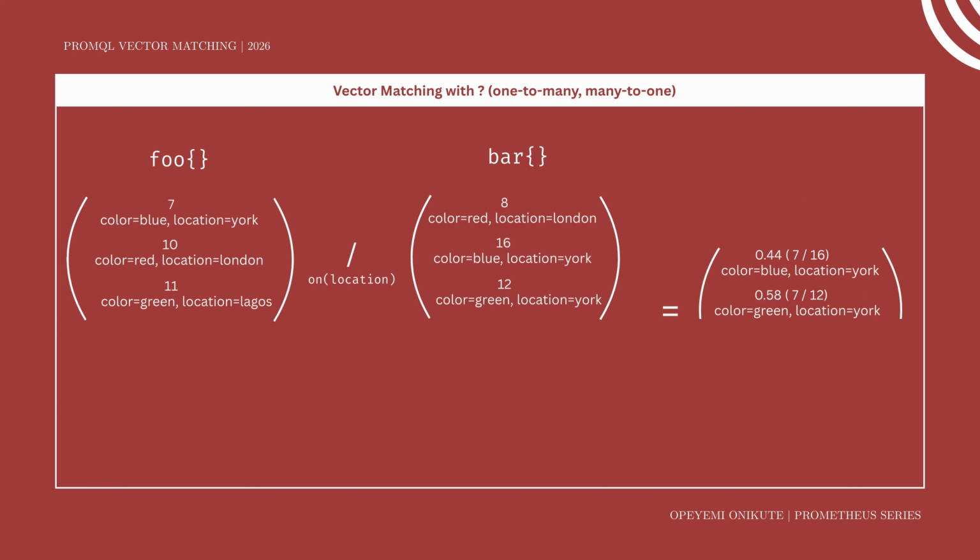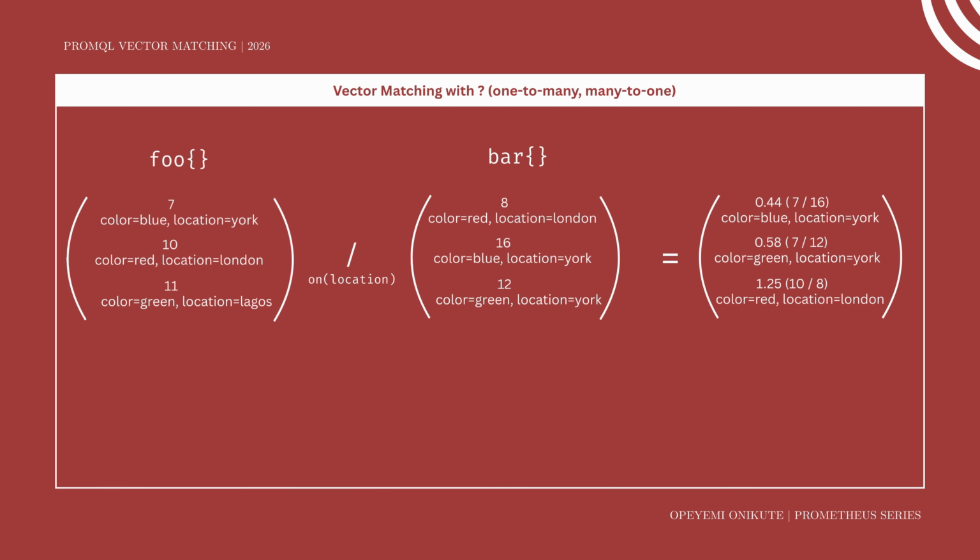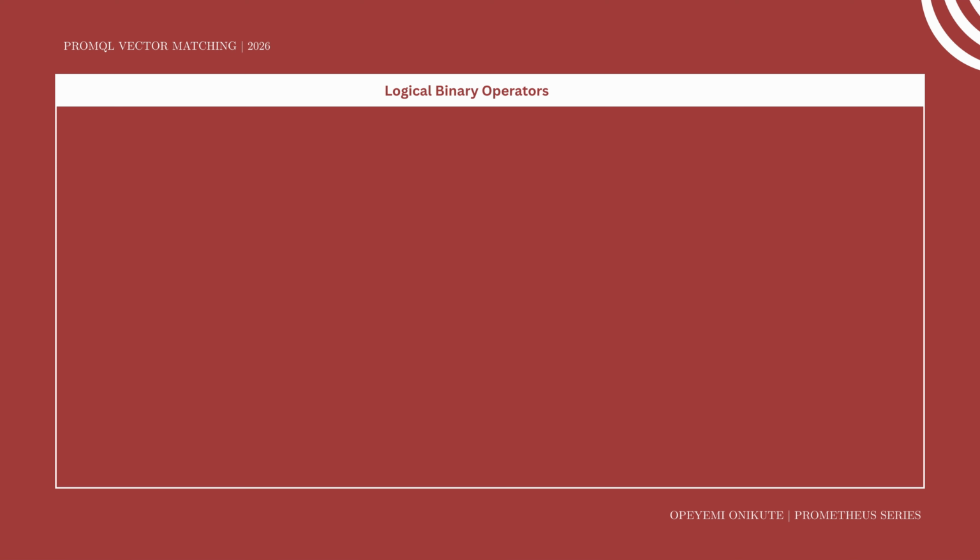Let's look at another example. This time, we want to divide one vector by the other by matching on the location label. What side of this operation is potentially problematic? If you said the right-hand side, you are correct. Our operation only works if we add a group right modifier to the query. Well done on making it this far.